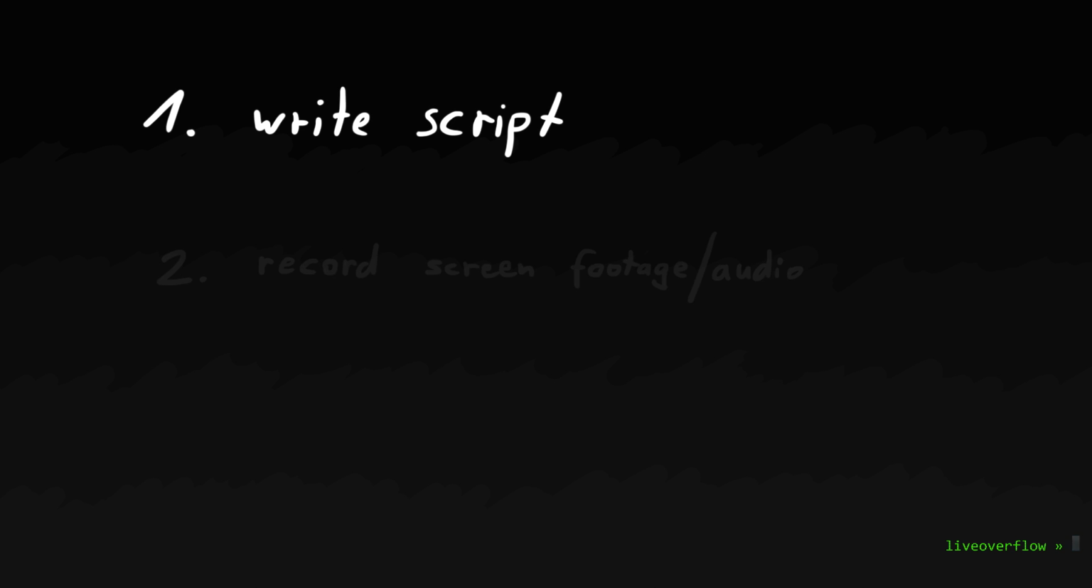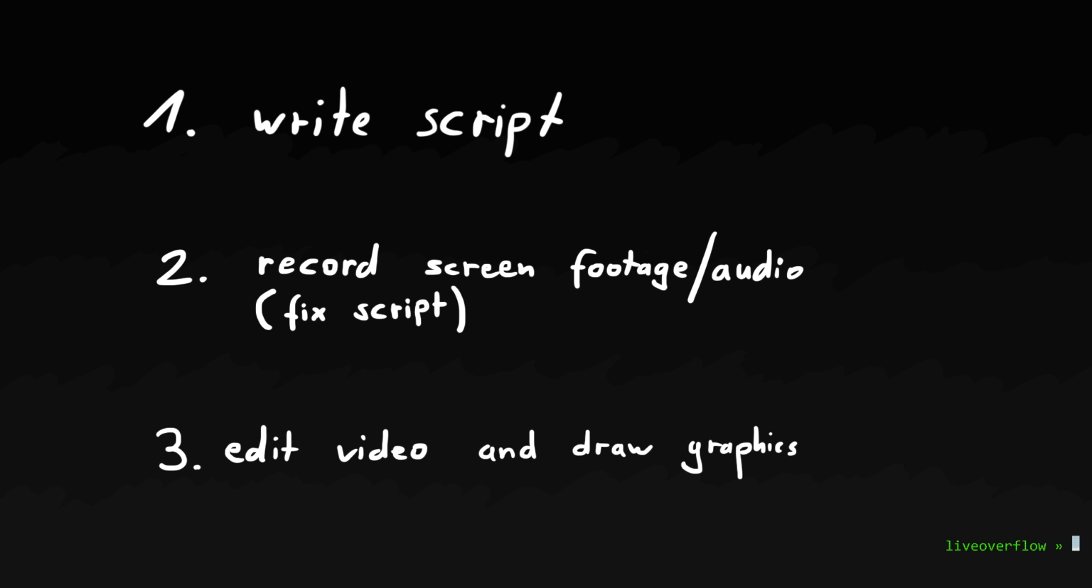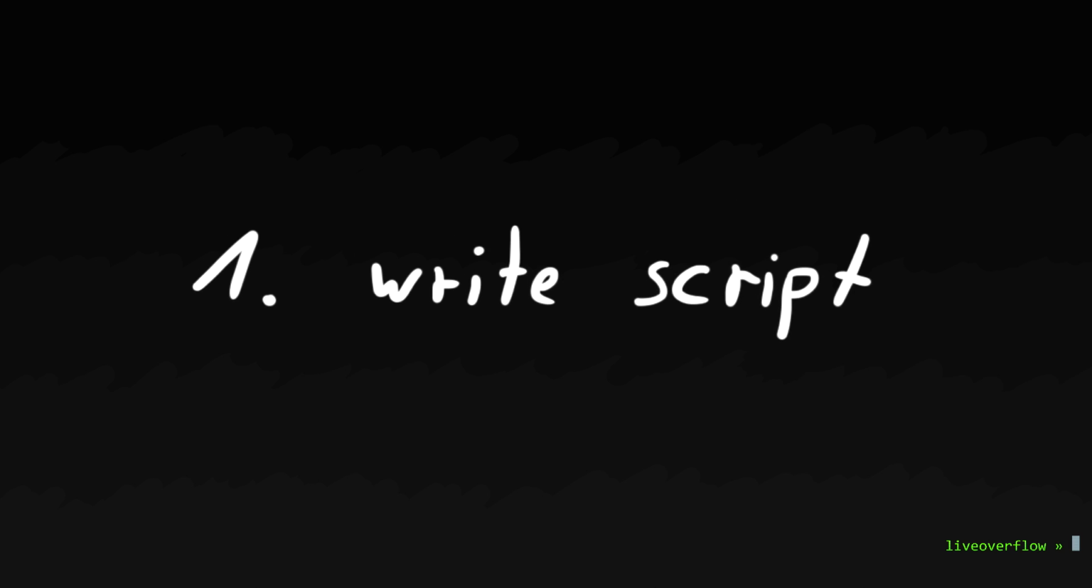The video creation process can be divided into 3 big steps. Write the script, record screen footage, fix mistakes in the script and record the audio, and finally, as a last step, edit the whole video and draw all the graphics. Okay, first step is researching and writing the script.